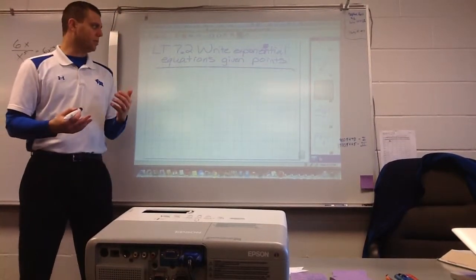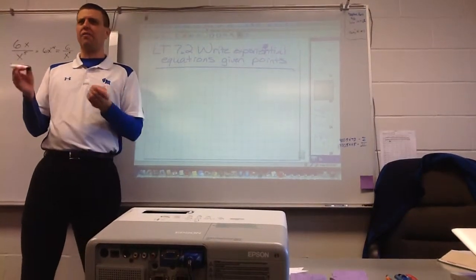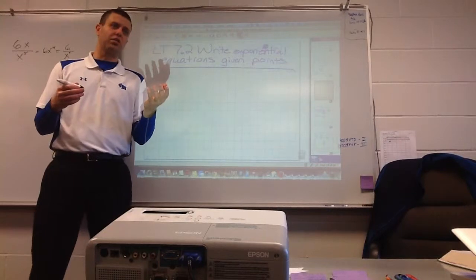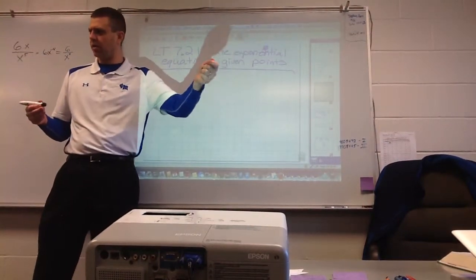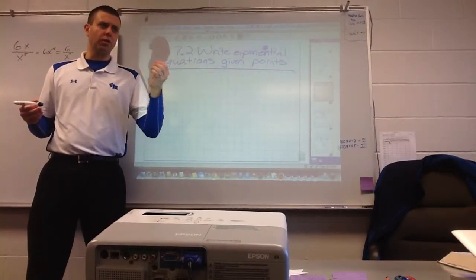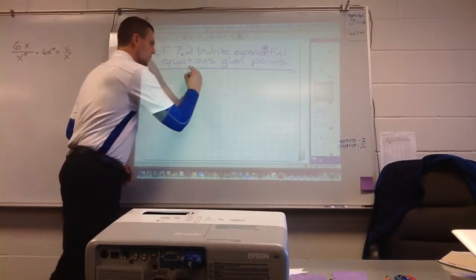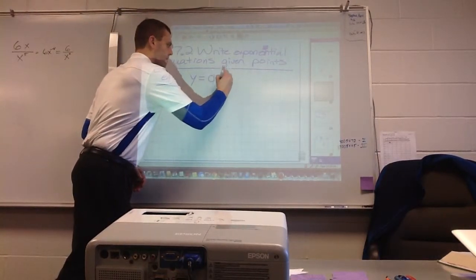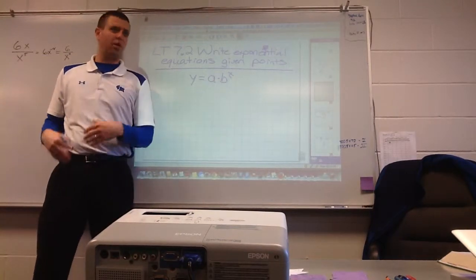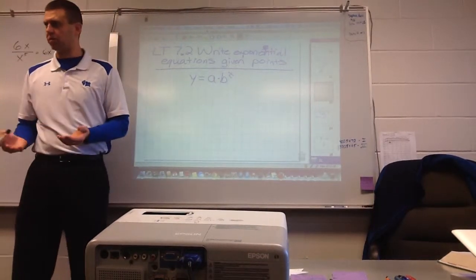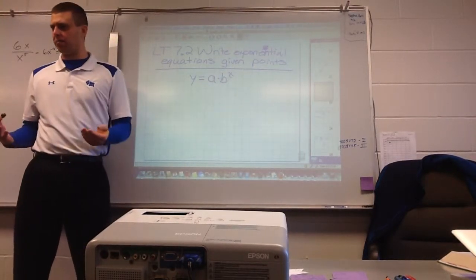Writing exponential equations. Well, if you go back to 7.1, I kind of taught you that every exponential equation, you know how every linear equation is y equals mx plus b? What are exponential equations? Y equals a times b to the x power. So that's what your answer is going to look like, except you're actually going to figure out what the a value is and what the b value is. So your answer will look like this, but you'll have numbers in there for a and b.